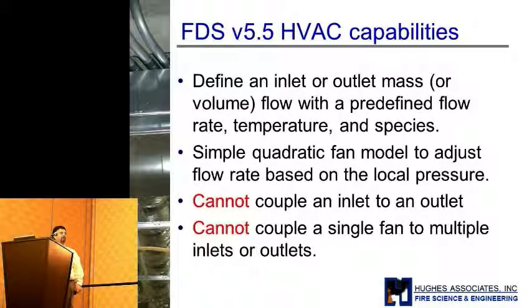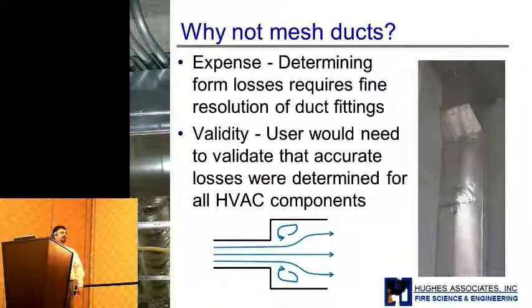In the current version of FDS, there's some very simple capabilities that are present. You can define a vent with a fixed flow rate in or out. You can define some mass of species that come in through that vent. There's a simple quadratic fan model so that you can adjust the flow rate based on the compartment pressure at the vent. But right now, there's no way for you to couple an inlet to an outlet. That is, I can't take gas out of one corner of the room and inject it in the other corner or anything like that, or have one fan connected to multiple inlets or outlets. So it's not a very full-featured HVAC capability.